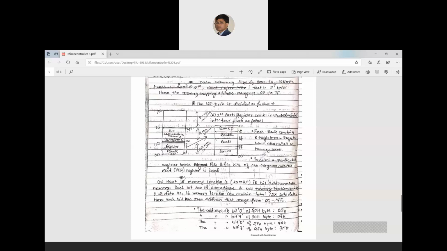So if I convert this into terms of power of 2, I will get 2 to the power 7 bytes. So what is 128 byte? This is nothing but 2 to the power 7 byte. So 2 to the power 7 means how many bits are required to locate any location of this RAM? I require only 7 bits, not 8 bits. 7 bits, so 0 to 6.